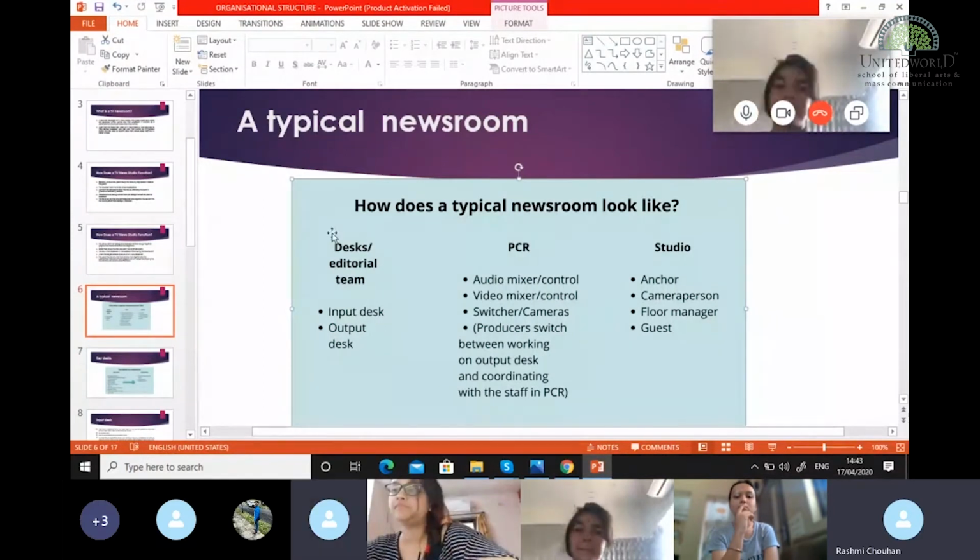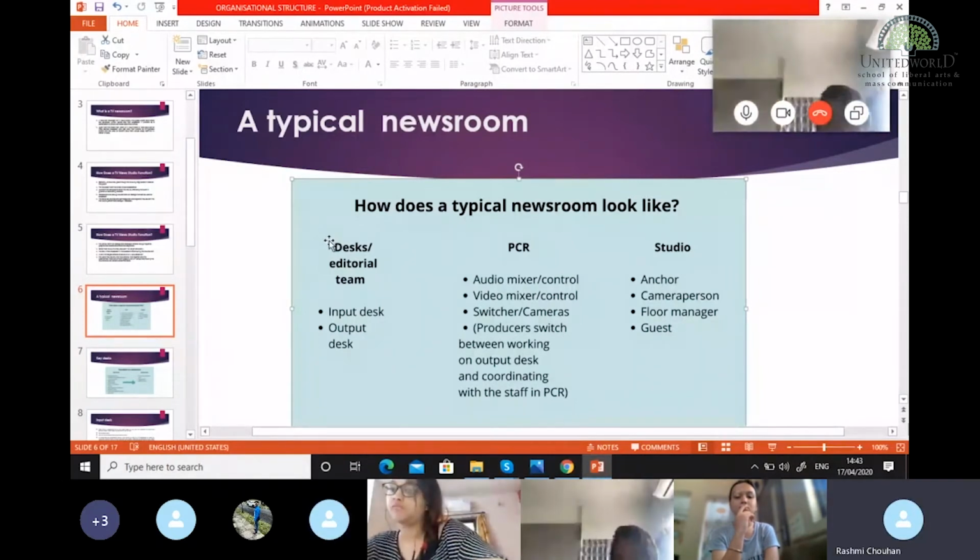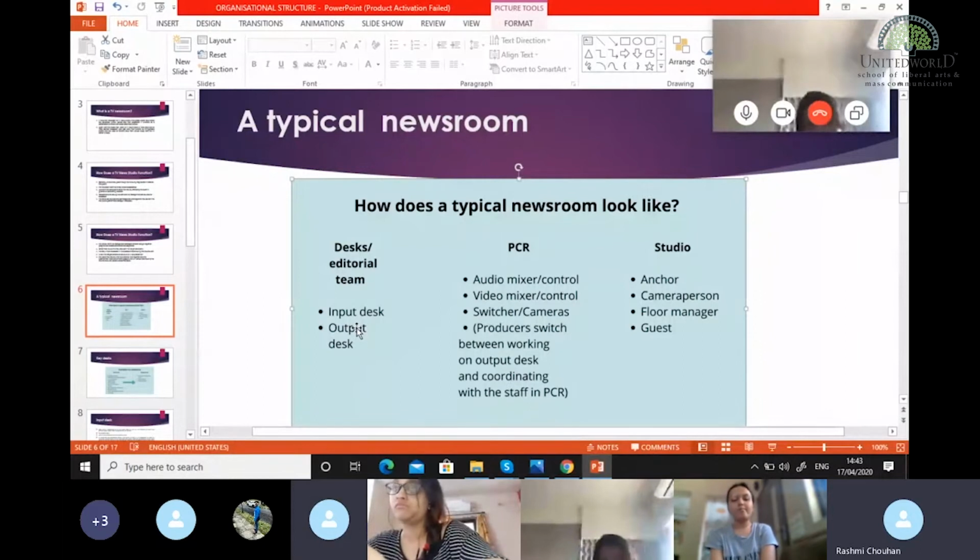So we have the desk or editorial team. In a news channel, if you happen to work in a television newsroom, you'll always come across these terms, input desk and output desk. These are the two key desks. The other desks fall under the input desk, which again we'll discuss in the next slide, right? So if we talk about the desk or editorial team, we have the input desk and the output desk.